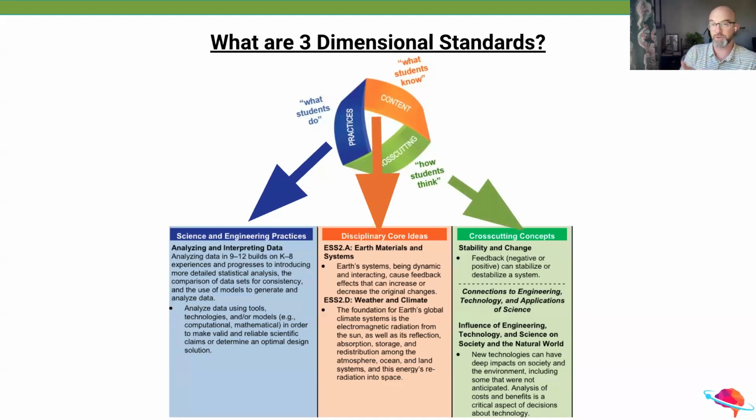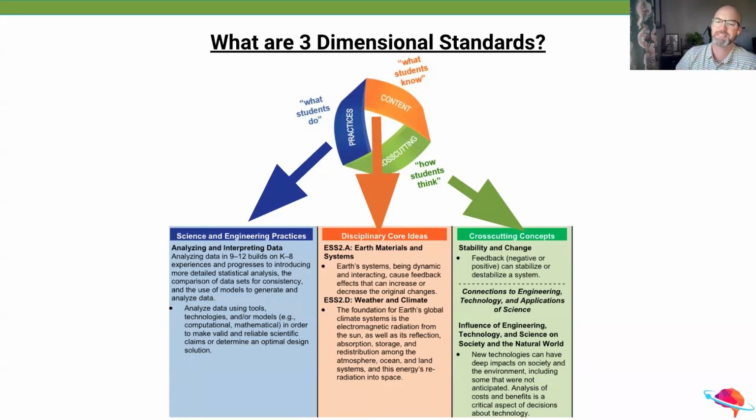And then finally, for this standard, the third dimension are the cross-cutting concepts, and this focuses around stability and change. And so this is all about feedback mechanisms. And when we dive into the standards later on, we're going to see that feedback, either negative or positive, can stabilize or destabilize the system. And that's an important piece of this standard. And you're going to see a lot of the questions that we look at are going to ask about feedback mechanisms, and that is fun.